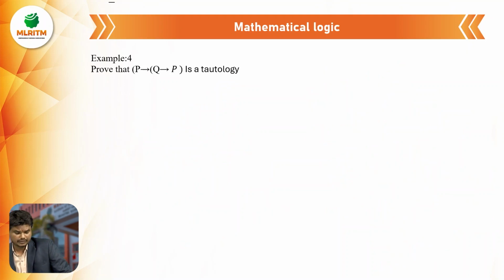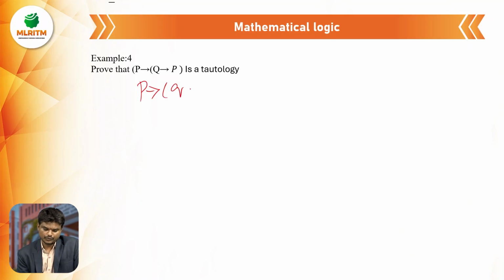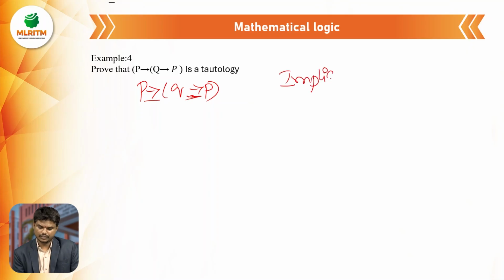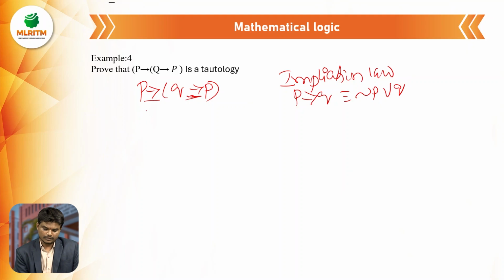Next, the fourth example is (P → Q) → P. Prove that (P → Q) → P is a tautology. So here, what are the conditions? Both are implications, so use the implication law. What is the implication law? P → Q is equivalent to ¬P ∨ Q. So we apply it in the parenthesis: (¬P ∨ Q) → P, and again apply the implication law.